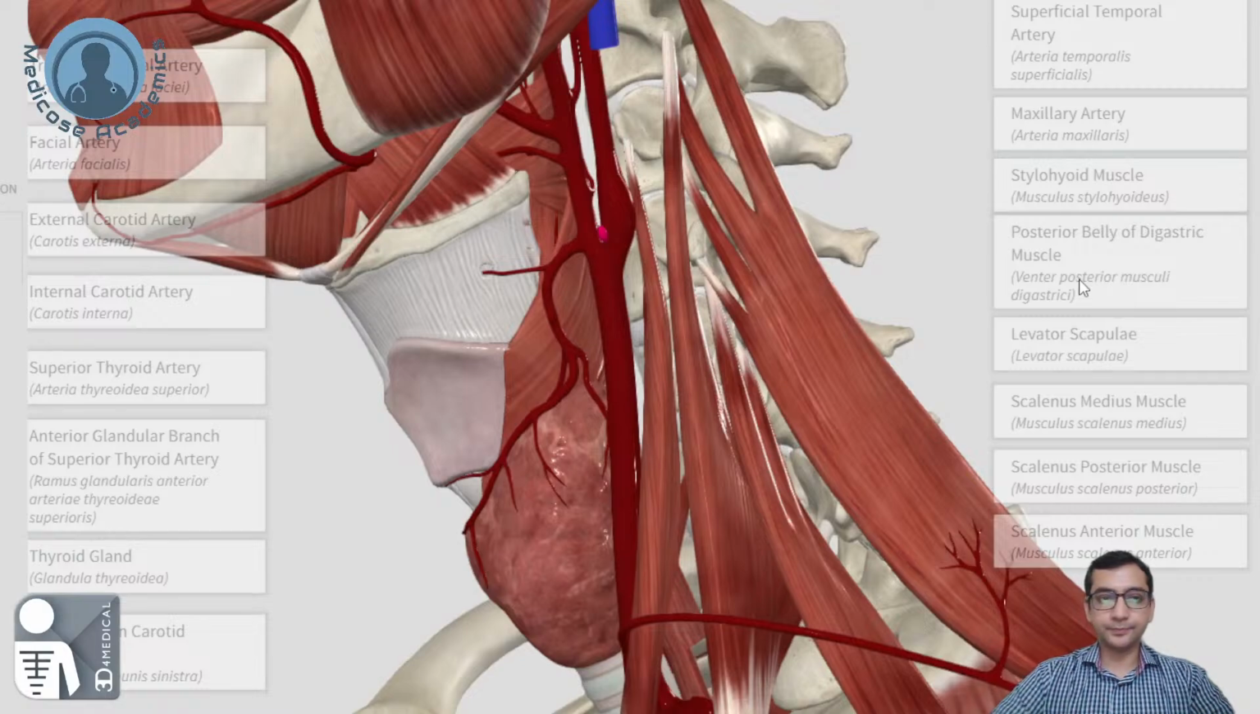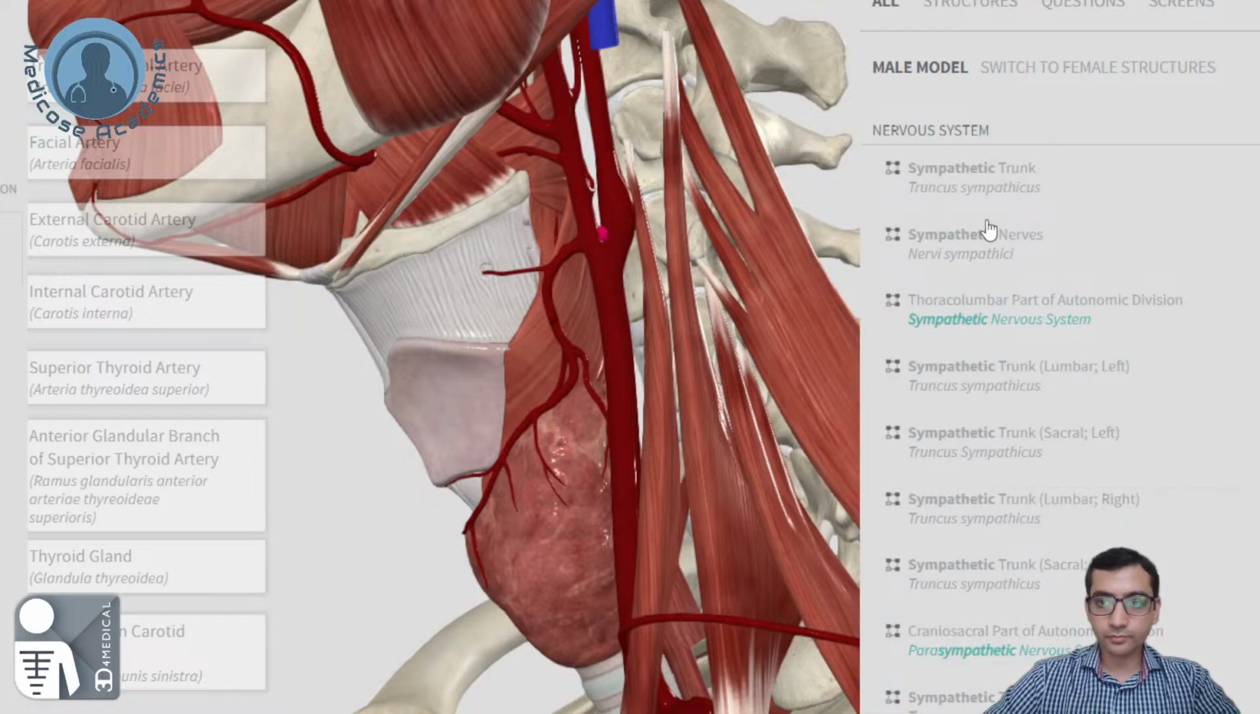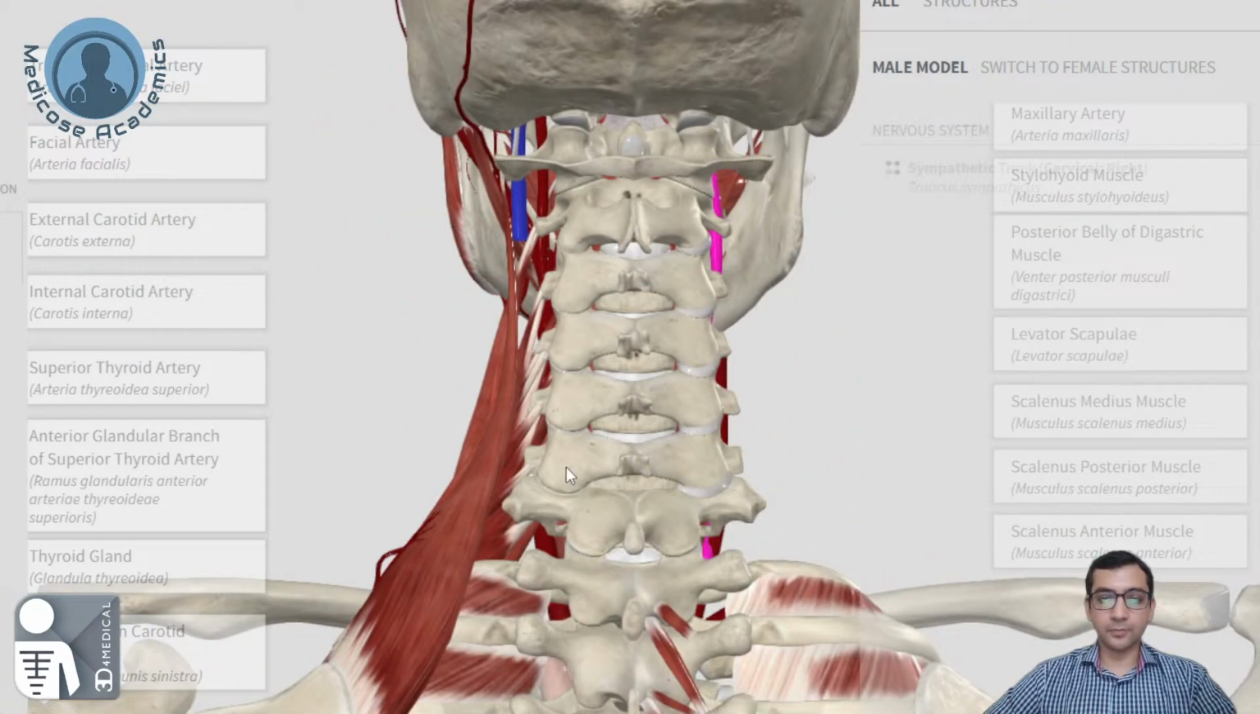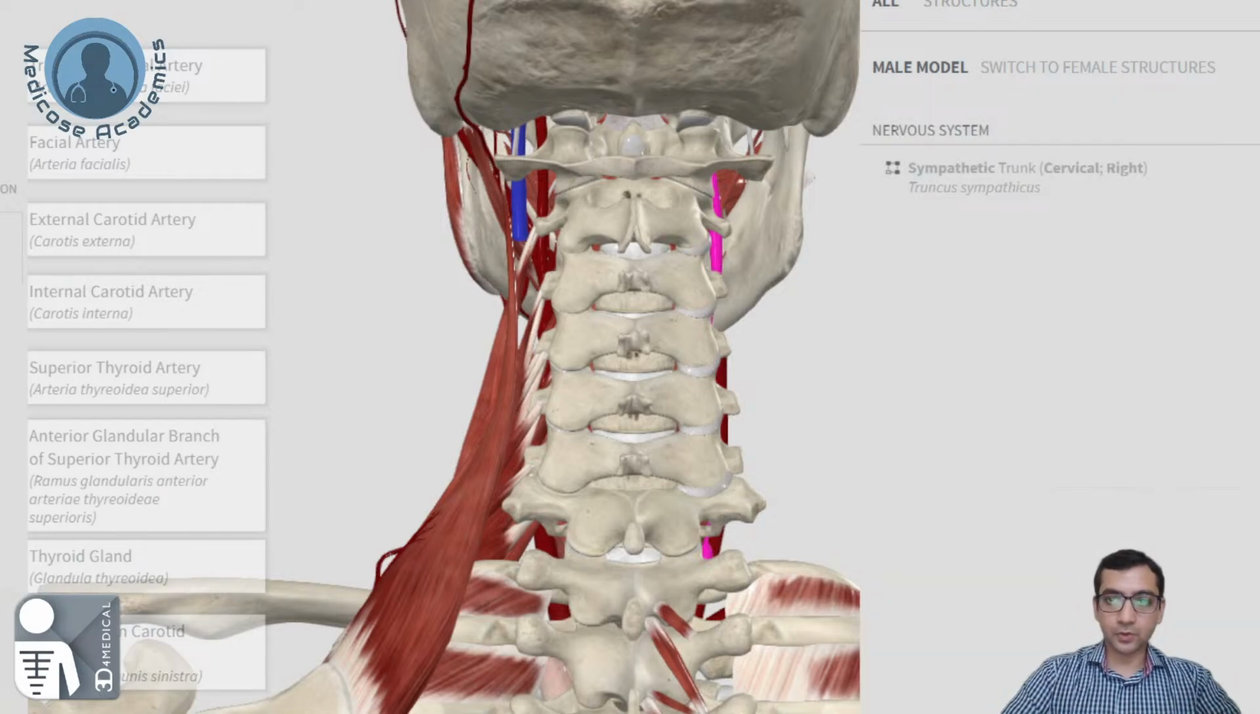Let me show you right here. Let's add the sympathetic trunk here. Oh, sorry, left side. On the left side.